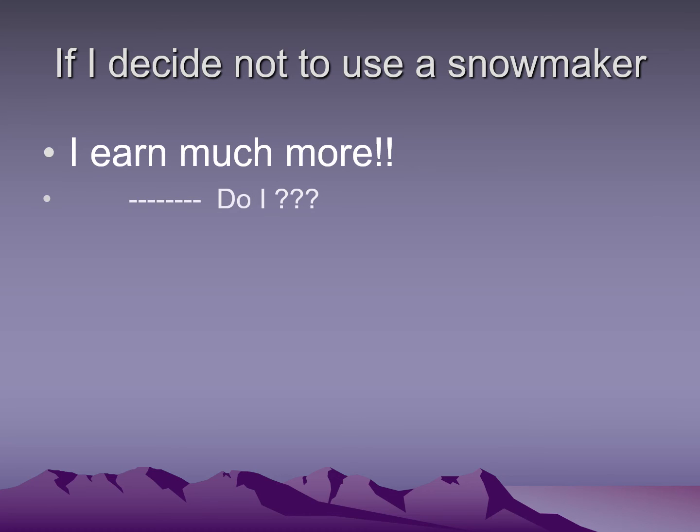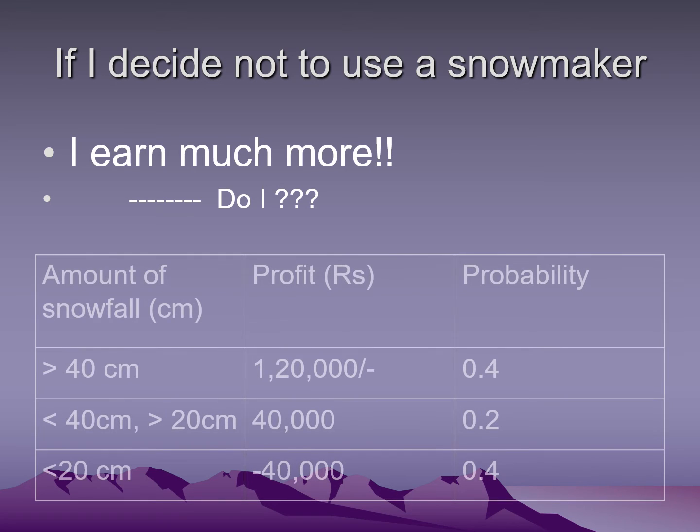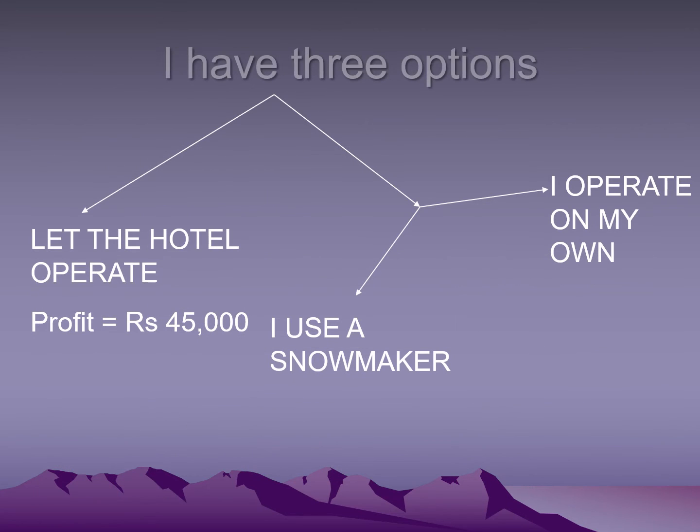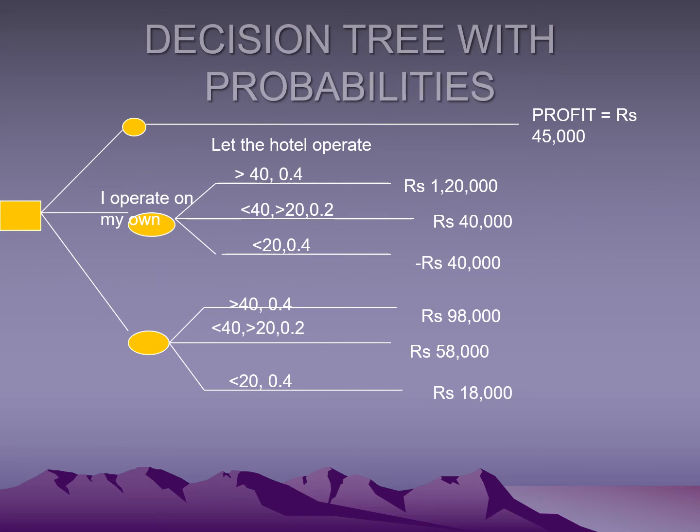If you do not use a snowmaker, apparently one seems to be earning much more. The profit that you can get is 1,20,000 with 0.4 probability, 40,000 with 0.2 and minus 40,000 with 0.4. Thus there are 3 options. One is let the hotel operate, or second option is you use a snowmaker or you operate on your own. Let us check the options on a decision tree. The 3 options listed out separately.